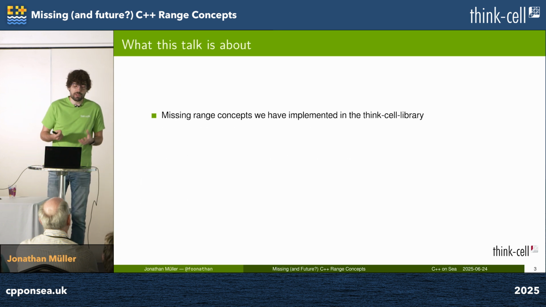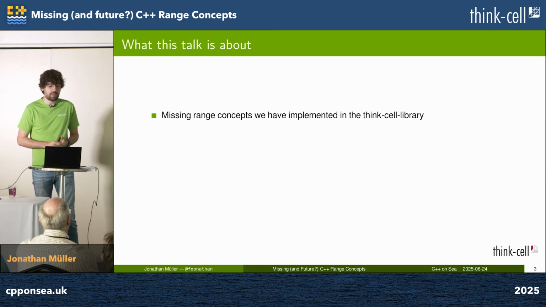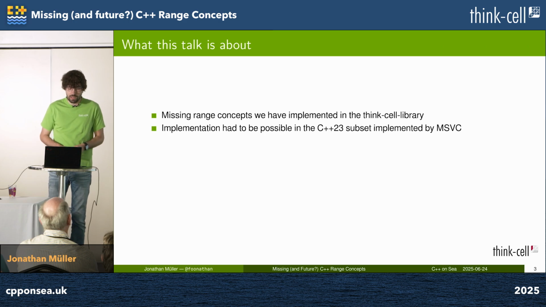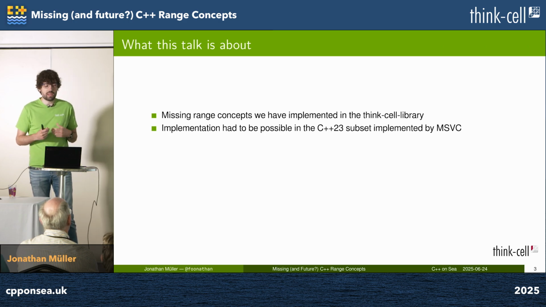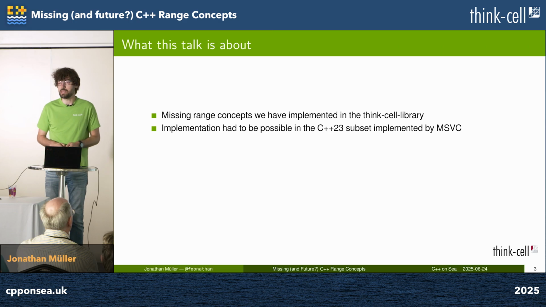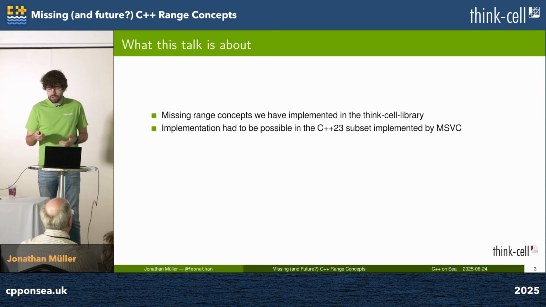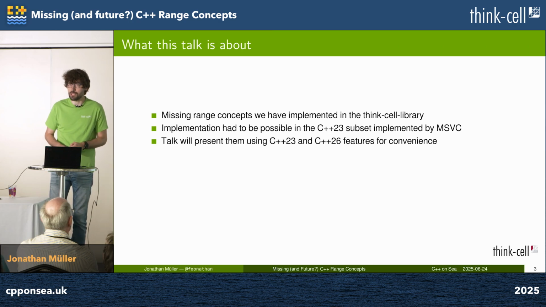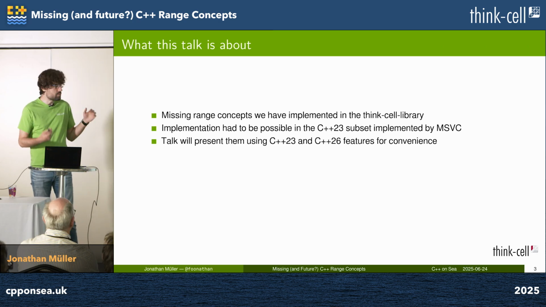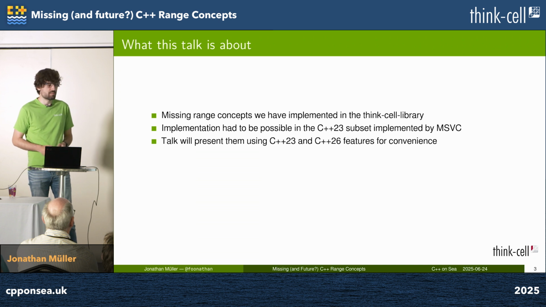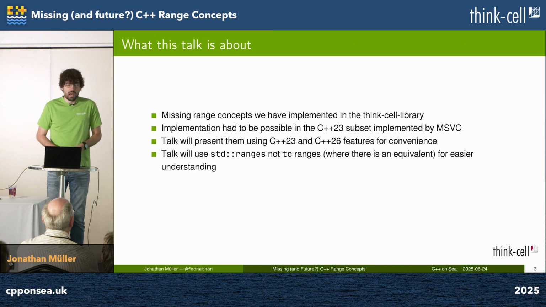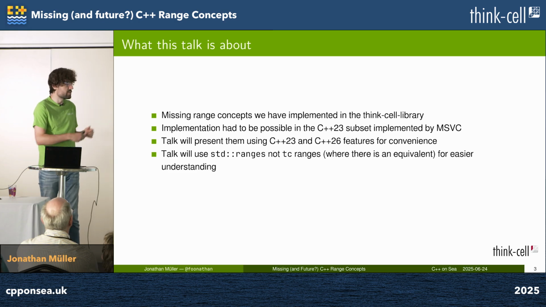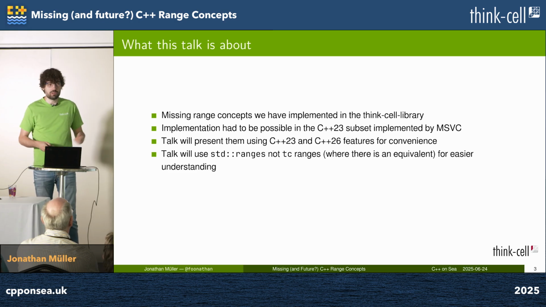In this talk, I will focus on missing range concepts that we have implemented in the compcile library, which I think would make sense to have in the standard. Our implementation is constrained by the C++23 subset that is already implemented by MSVC. However, for convenience, I will use all C++23 and C++26 features just to make the slide code a little bit nicer. But in principle, all of this has been implemented using C++23. I will also pretend that everything is in the std ranges namespace, so I will just use the equivalent functions from std ranges instead of our own ones, just so you don't have to be familiar with that.